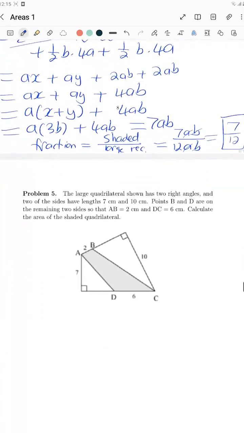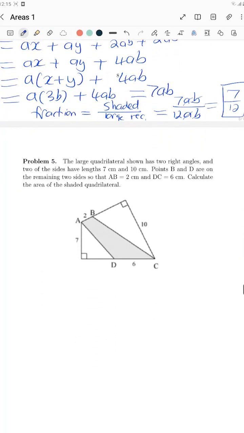Let's do another problem. Problem 5 goes as follows. The large quadrilateral shown has 2 right angles, and 2 of the sides have lengths 7 and 10 centimeters. Points B and D are on the remaining 2 sides, so that AB is 2 centimeters and DC is 6 centimeters. This is not drawn to scale, but you can see the information makes sense. Our job is to calculate the area of the shaded quadrilateral.